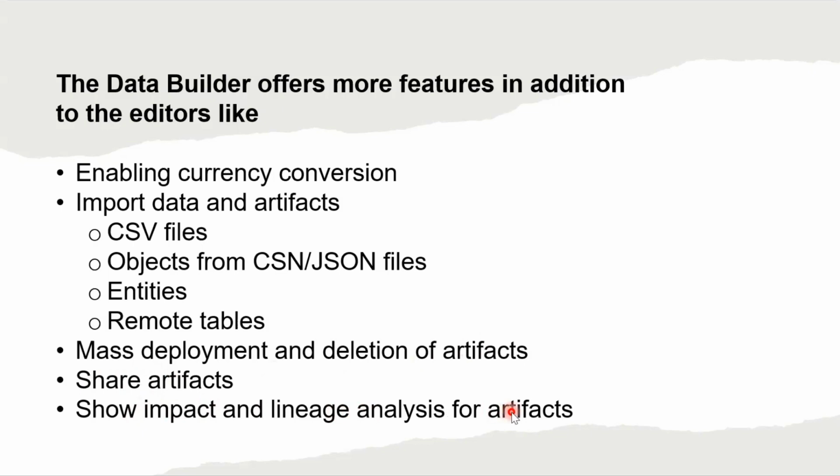Lineage analysis is basically if you have created many objects, and if you want to see the dependency, like how a particular object is being used, then you can see from where it is taking the data, and to which targets it is sending the data. So that lineage analysis helps to understand. So it is similar to where used list in SAP GUI, like SAP HANA or SAP BW.